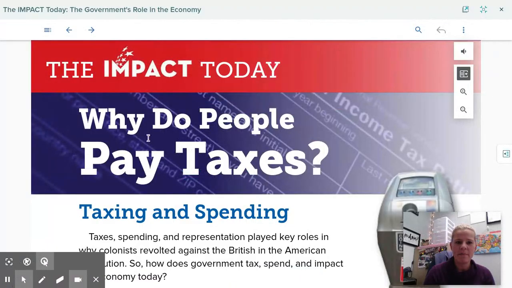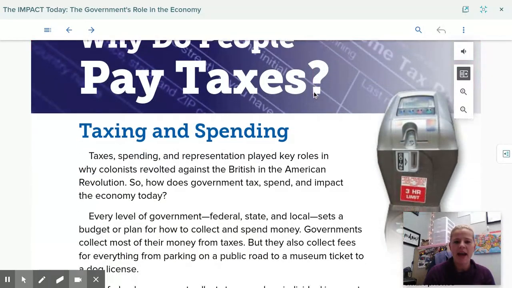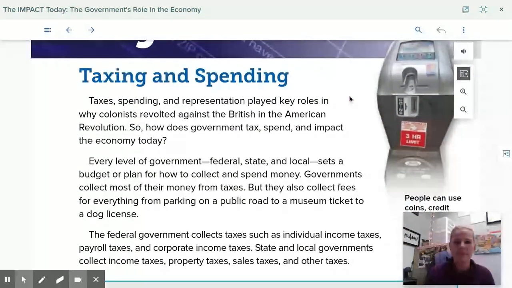Okay, so we have the impact today. Why do people pay taxes? So taxing and spending. Taxes, spending, and representation played key roles in why the colonists revolted against the British in the American Revolution. So, how does government tax, spend, and impact the economy today?